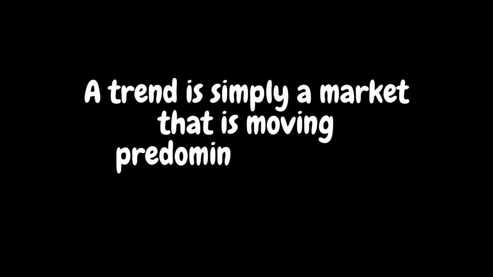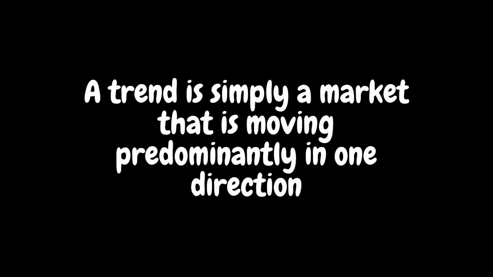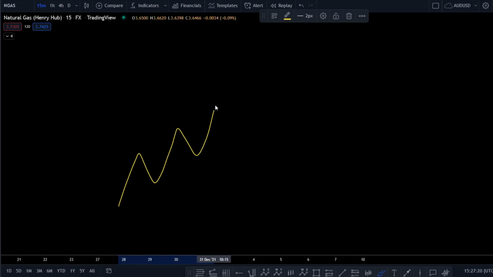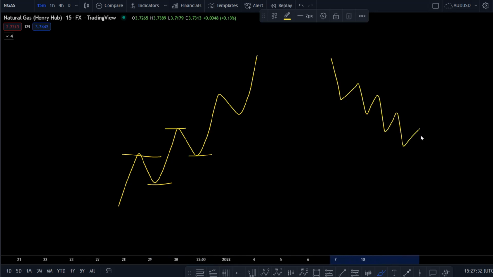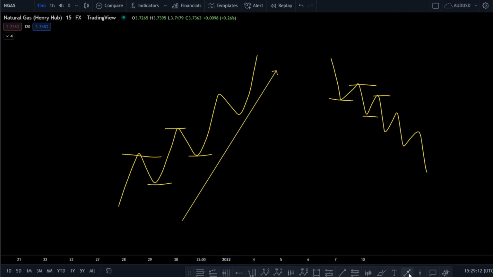What is a trend? Okay, a trend is simply a market that is moving predominantly in one direction. Look at this here. So this here is a bullish trend because we have higher highs and higher lows, higher high, higher low. And a bearish trend is the opposite. Okay, it's lower low, lower high, lower low, lower high. And notice how the market is moving predominantly in one direction. Okay, that's it for the trends.